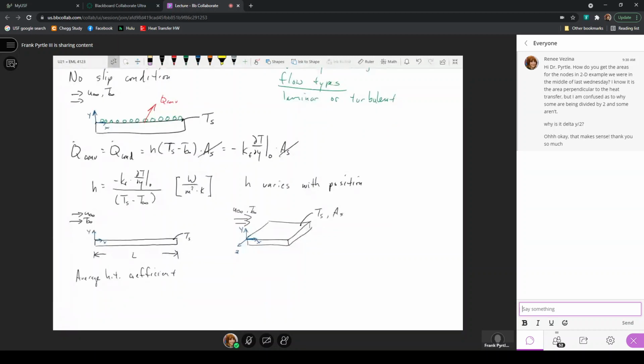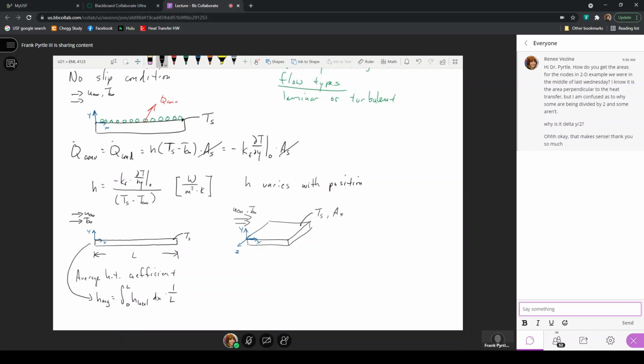So for this plate, where we're only considering variation that might occur in the x direction, here the average heat transfer coefficient would just be equal to the integral from 0 to L of the local values of the heat transfer coefficient, dx, times 1 over L. So this would just give me an average expression of the heat transfer coefficient when the heat transfer coefficient varies in the x direction from x equals 0 to x equals L.